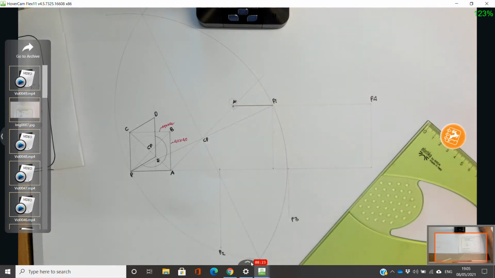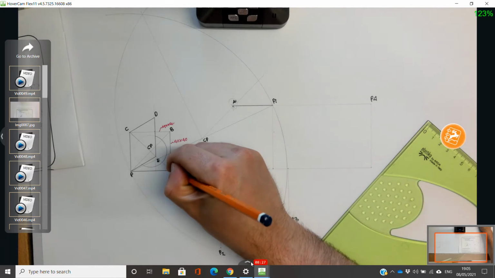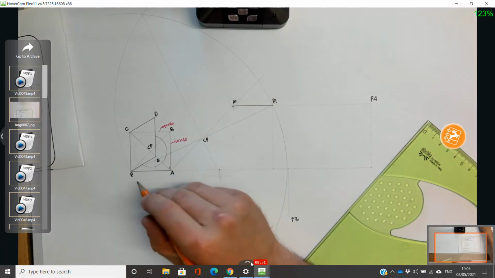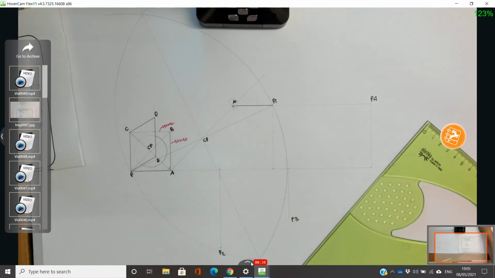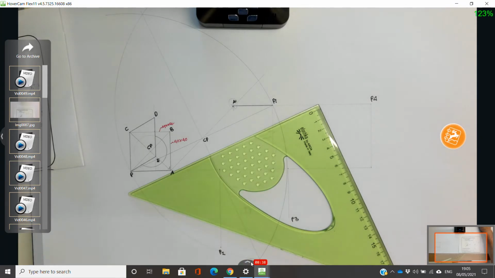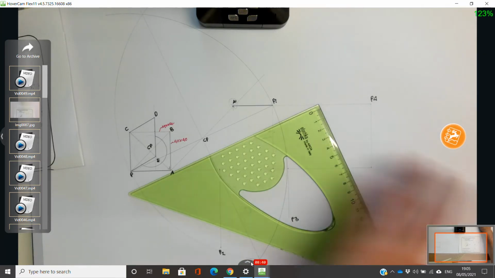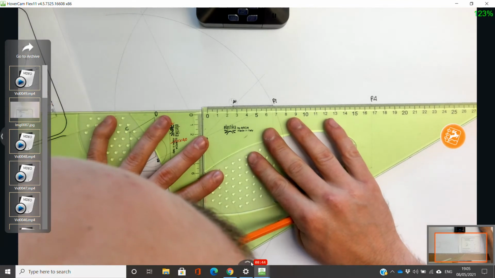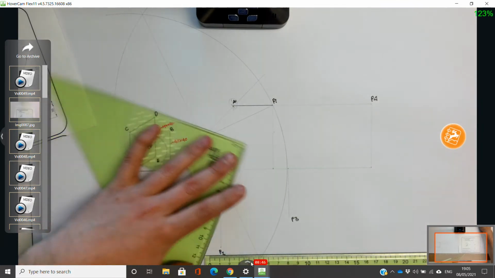Now the next thing is that line A to B is at a right angle to line A1 to P1, so I'm going to do that now. I'm going to take my set square, line it up with A1, P1. It's practically horizontal.